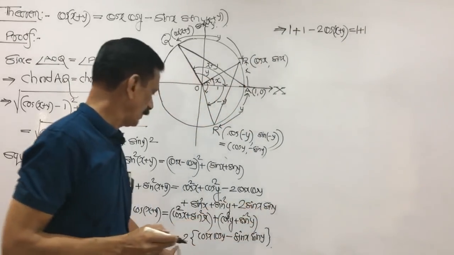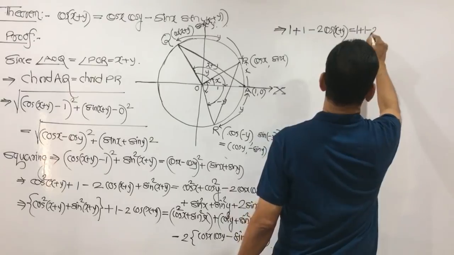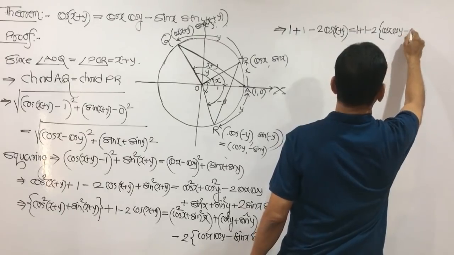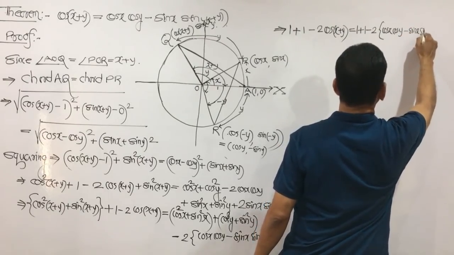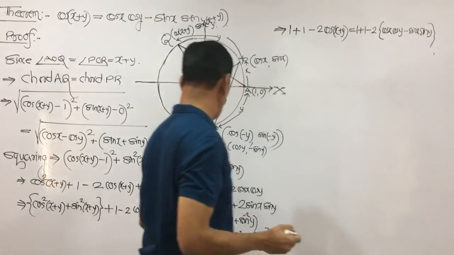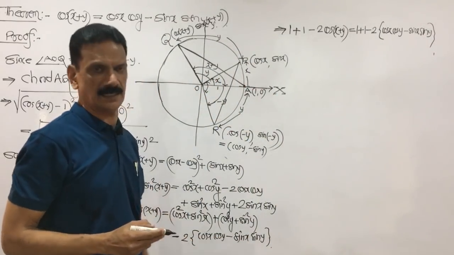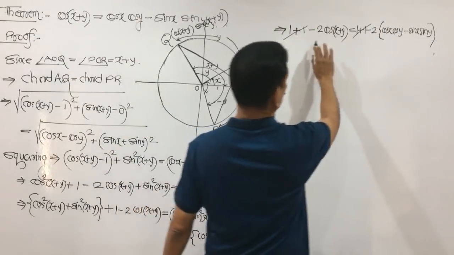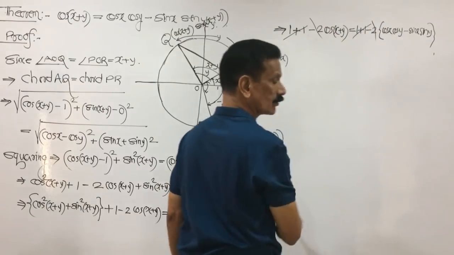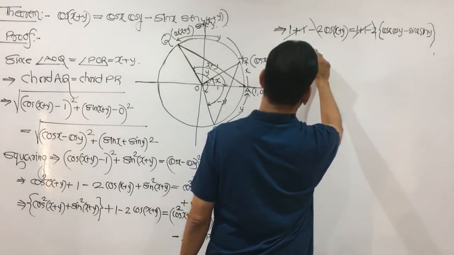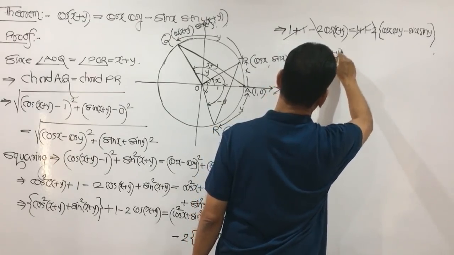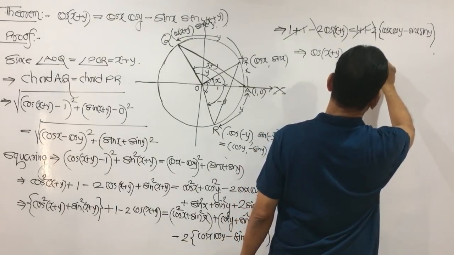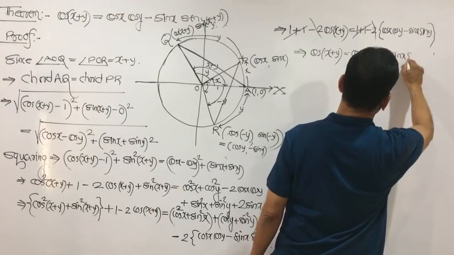Look carefully. Minus 2 into bracket cos x cos y minus sin x sin y. Look, children, minus 2 times cos x cos y minus sin x sin y. Look here, 1 plus 1 is 2, 1 plus 1 is 2, cancel. Now on both sides minus 2 cancels. See what is left, children? So minus minus cancels, cos of x plus y, and what is left? It is cos x cos y minus sin x sin y.